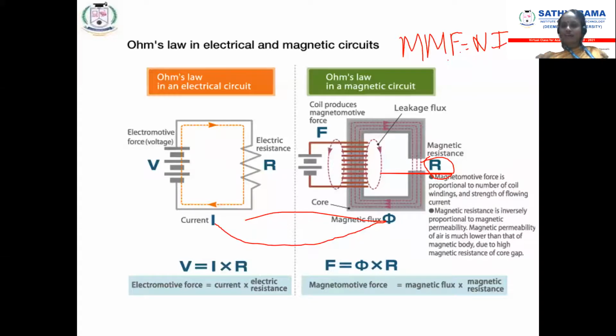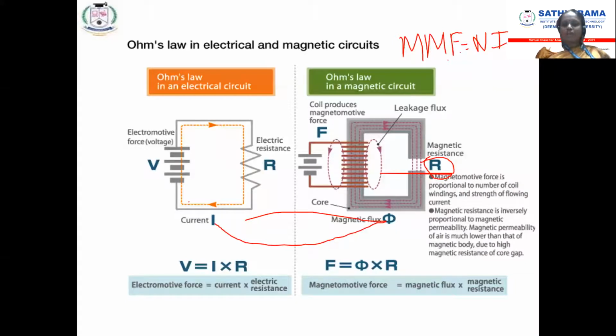So V equals IR. Here, magnetomotive force is equal to magnetic flux into magnetic resistance. Why have I represented an air gap? In magnetic material the flux will be very high, but when it goes to the air gap, the flux will be somewhat weakened. So the property of resistance is to oppose the flow of current, and the magnetic resistance or reluctance will oppose the flow of flux.